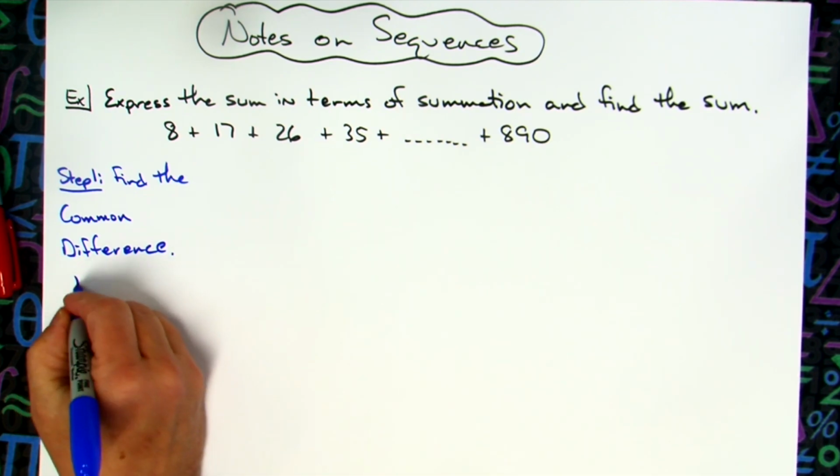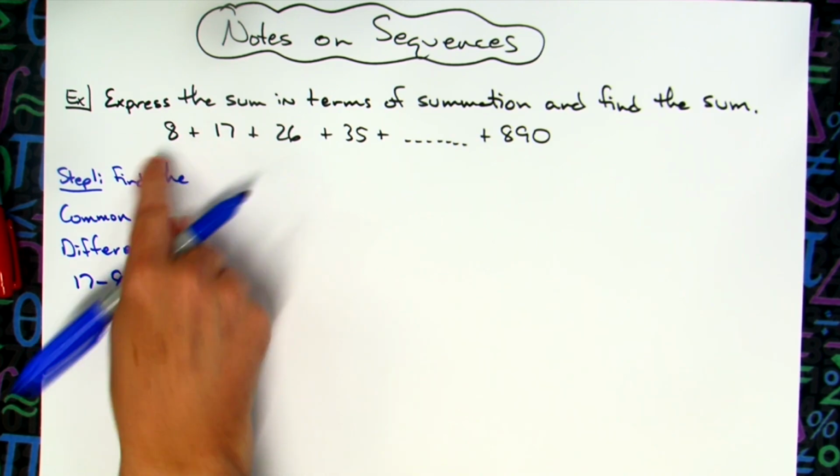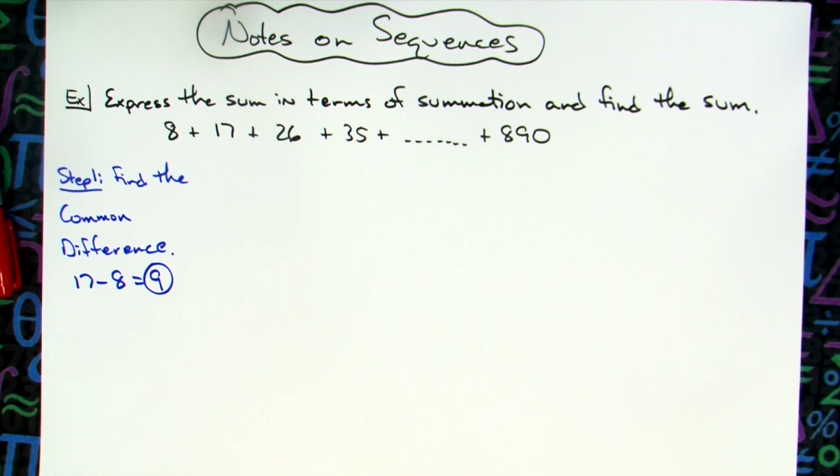In this case, 17 minus 8, I just took the first two. 17 minus 8 gives me a 9. So my common difference is 9. We're going to later use that in a formula that's going to help us solve this. Now let's go ahead and write the formula.